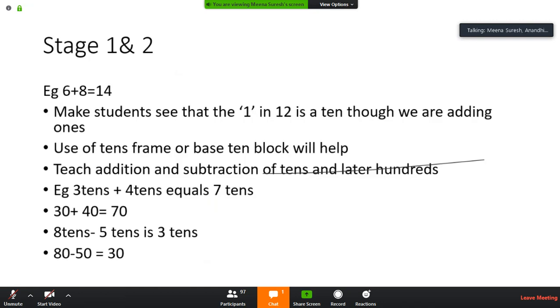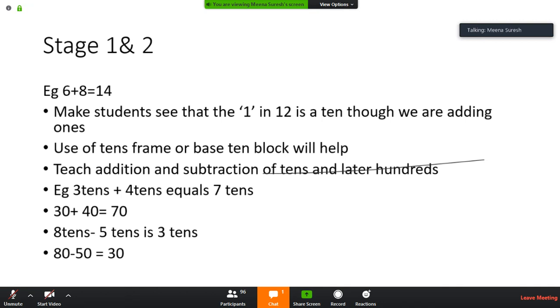Of two-digit numbers, stages 1 and 2 will be: when you add 6 and 8, at the first stage you have to insist upon this. 6 plus 8 is 14, and in this 14, sorry, I've written 12, in this 14, that 1 is a 10. Even though it is not a two-digit number, I recommend that you use a place value box. You do it in a box. 6 and 8 are written in the 1's box and 1 should be written in the 10's box. Again, use of a tens frame will definitely help them.